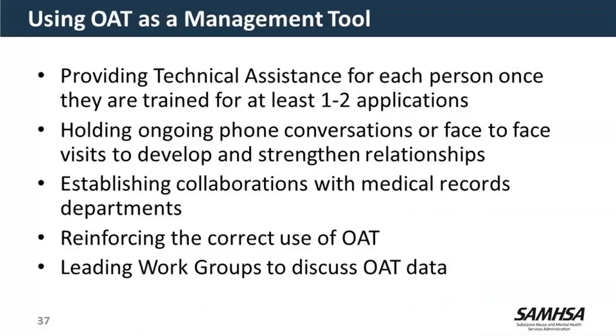So using OAT as a management tool, providing technical assistance for each person once they're trained. Since I came to the managing entity, I've been able to go and meet the trained person and provide them technical assistance on their first couple of applications so they don't get confused or feel overwhelmed and feel like they don't want to do this process. Because they can find all of the tricks, and then meet the Social Security liaisons so they feel more comfortable working with that government agency.